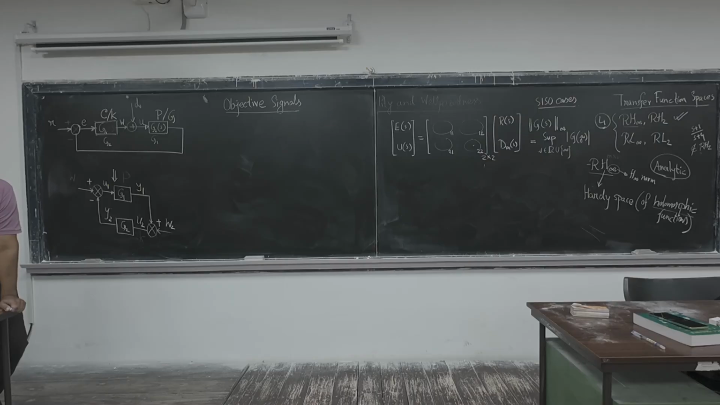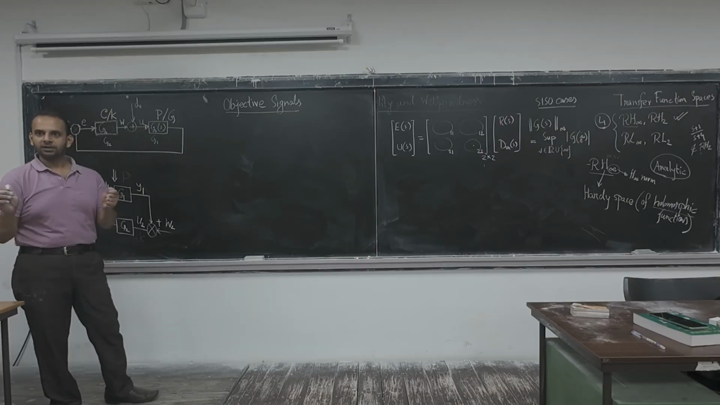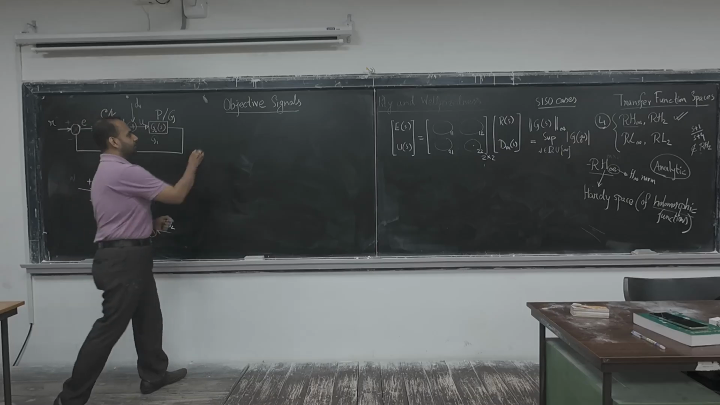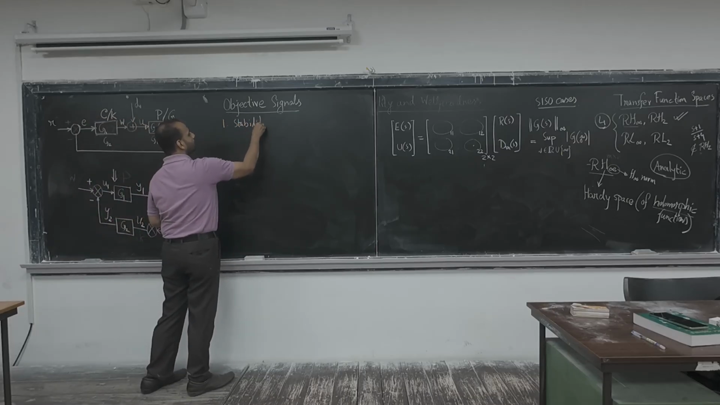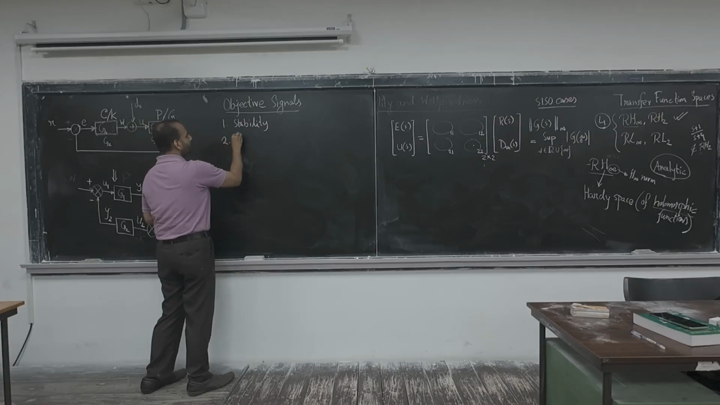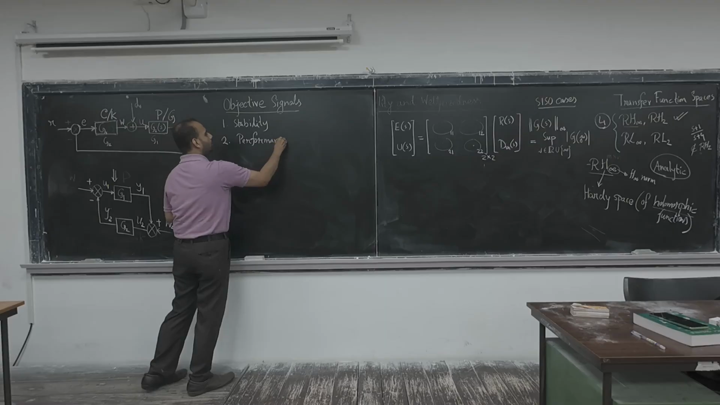You were talking about performance. Before that, what is the first criterion? Stability. So whenever we think about a control system design problem, what are the main objectives? The primary objective is stability. Then you have performance, right?